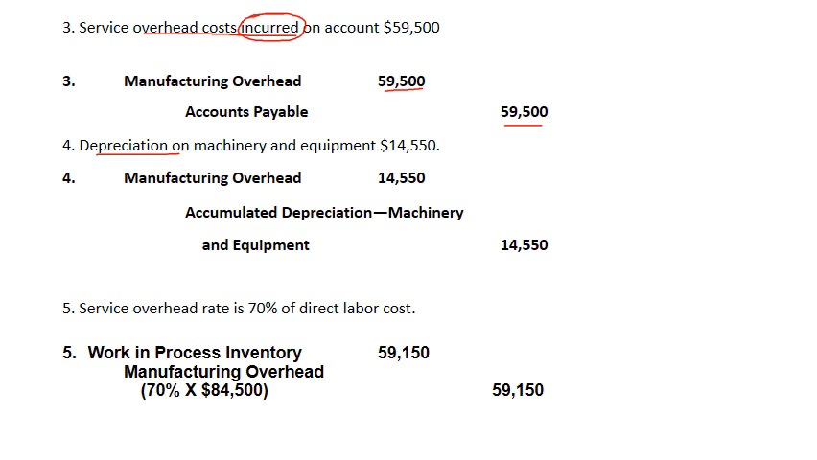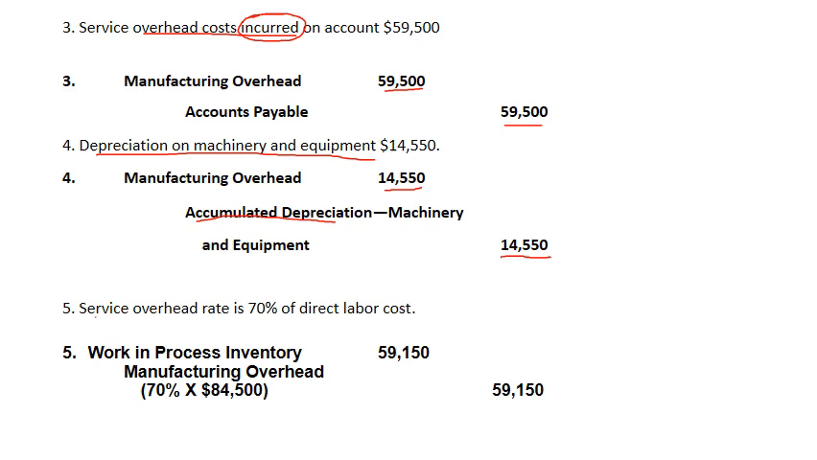We have depreciation on machinery and equipment. So depreciation on those would go to manufacturing overhead, and this goes to accumulated depreciation. So this is new. You haven't seen this before. So instead of debiting depreciation expense, it just goes into manufacturing overhead.